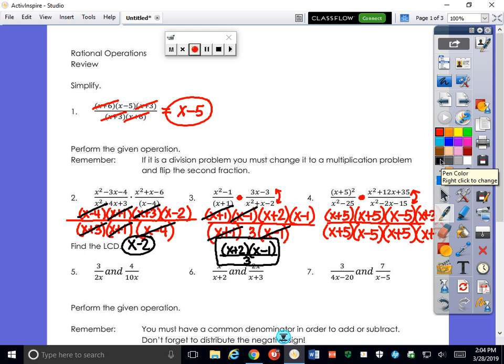Okay, so now we're at the point where we can start canceling some things out. So plus 5 and plus 5 will cancel. Minus 5 and minus 5 will cancel. Plus 5 and plus 5 will cancel. So we are actually left with x plus 3 divided by x plus 7. Okay?